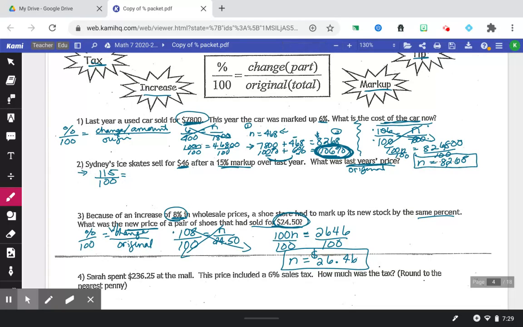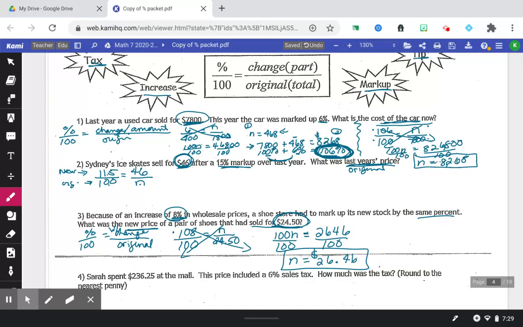So in the top, again, is the 115%. The new price is that 115%. That's equal to 115% over, we're looking for the original cost, 100% of the original cost. Okay, so that's why 100 and N would line up. And then 115 and 46 line up because this is the new cost. Okay, 115% is equivalent to the $46.